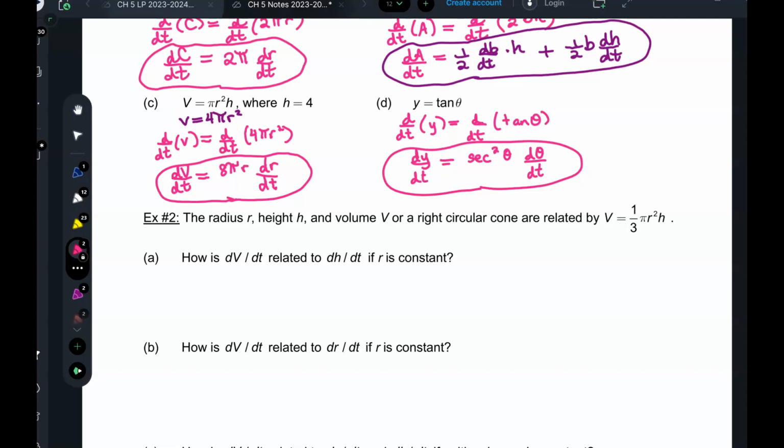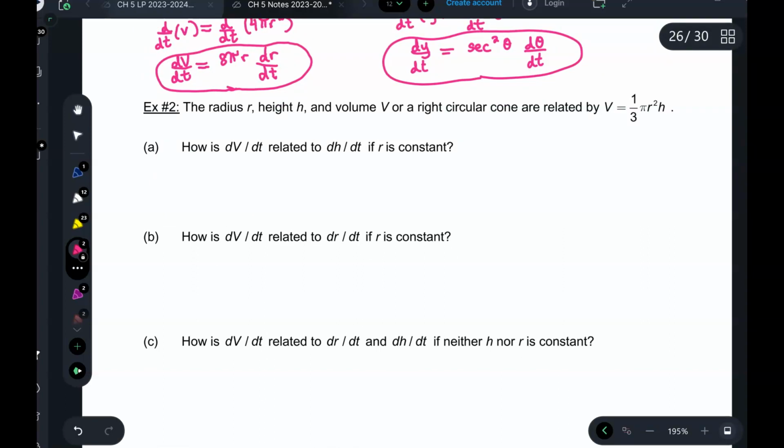Good. I'm noticing that I just skipped this step and went straight into dy over dt equals. That's okay. I don't have to put d dt in front of each side. If it's something like this, you can go right to dV/dt.